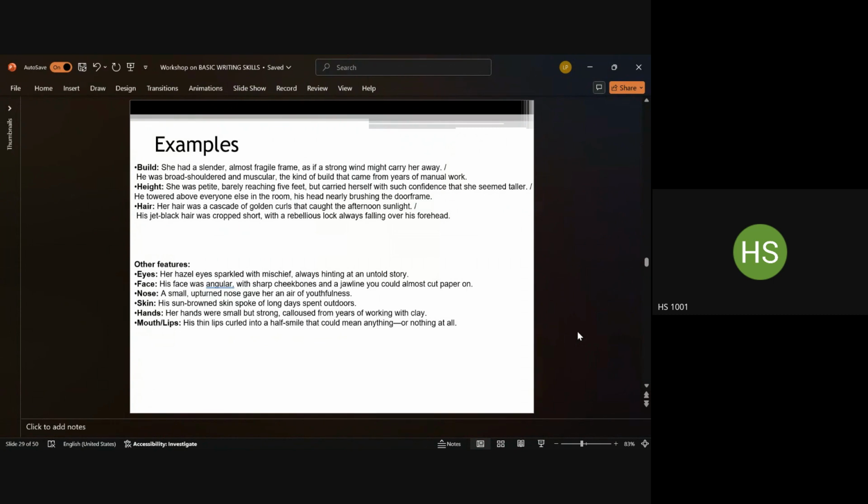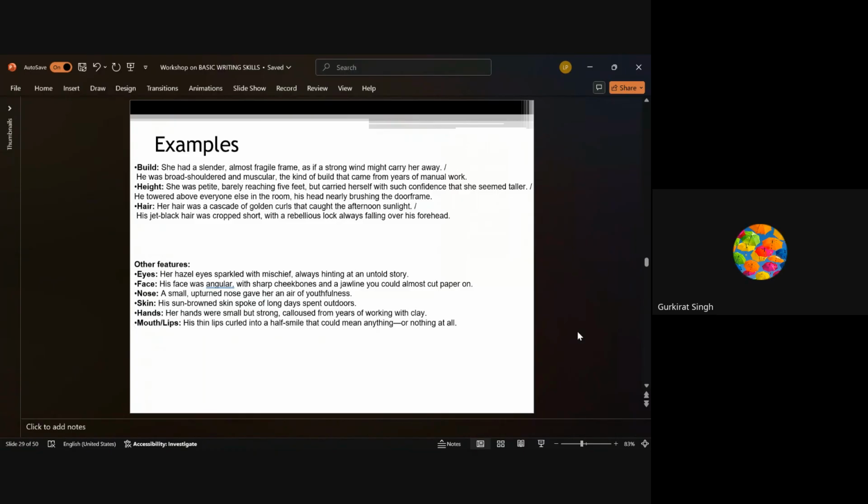We are more interested in discussing with you the first part, which is: she had a slender, almost fragile frame. Do you see that? What are the adjectives you can pick out which talk about build here? Only in that part, not the latter half, as if a strong wind might carry her away. Only the first part: she had a slender, almost fragile frame. So both the adjectives are talking about one thing, which is the physique or build, right? Slender and fragile. So your skeletal sentence to write about something like a build will look like this, and the rest of the things you'll add based on your creative ability. You understand this? Any questions here?